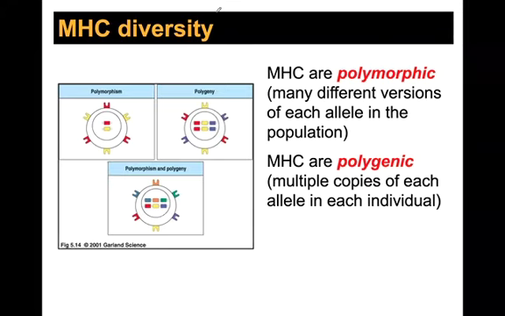Polymorphism means that in a population, there's many different versions of each of those alleles. So polygeny refers to you're expressing multiple MHC proteins. Polymorphism means that there's lots of different ones, and so in a population, you increase the chances that somebody in the population is actually going to make a response and survive that infection.